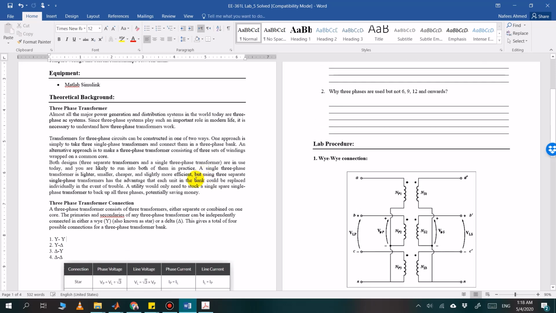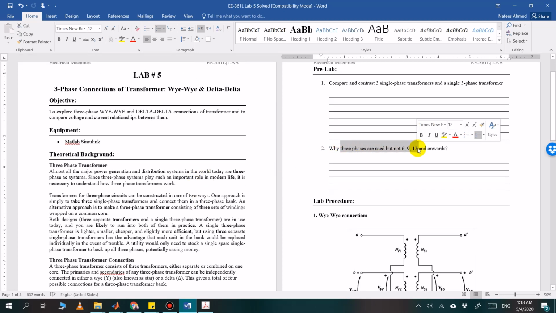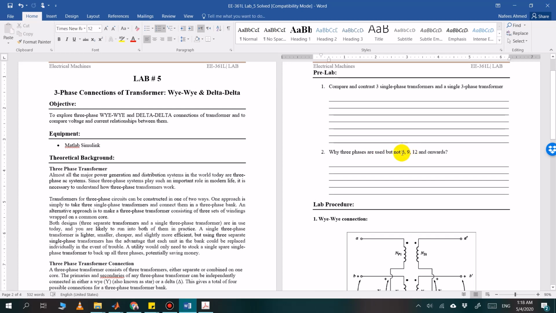Okay, so first let us understand why we need three-phase power. Why do we use three-phase power? Why not 6 phases? Why don't we use 9 phases, 12 phases and onwards? This is one of the most frequently asked questions in interviews. The most frequent answer is that three phases give us more power than single phase. That's why we use three-phase power.